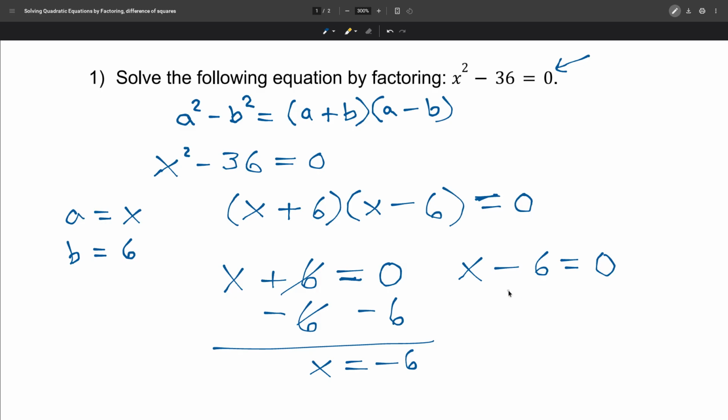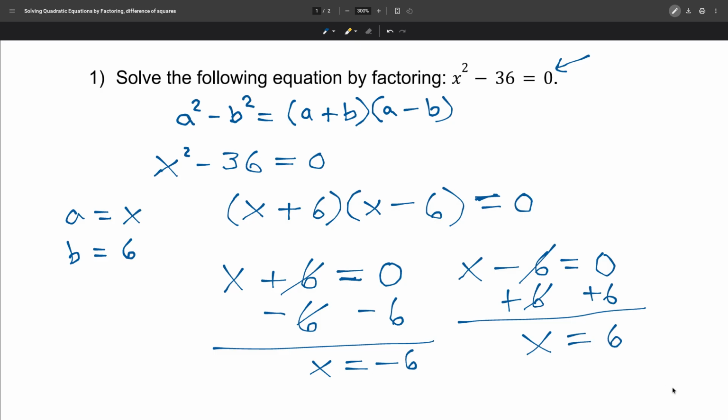On this side here, we would add 6 to both sides. Alright, so 6 minus 6 is 0. We get x equals positive 6. So these are the two solutions. So what does that mean?